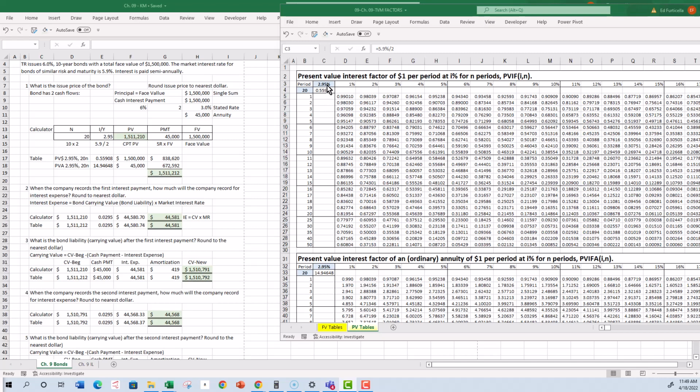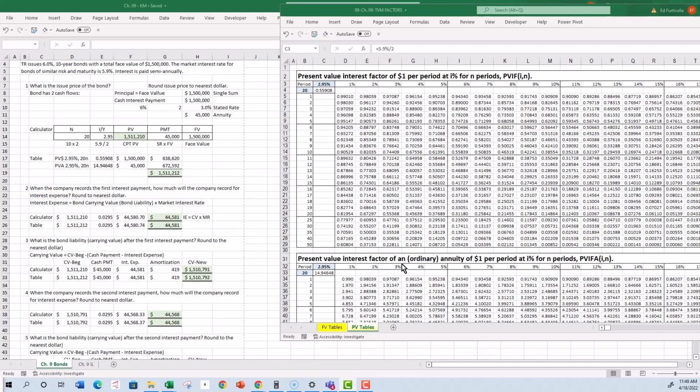If we're using tables, the tables will be at 2.95% for our rate and 20 for our N. Well, because our table doesn't have a 2.95, we're going to use the calculator in the upper left-hand column. We put 2.95 in for the rate, 20 for the N, and we get a present value of $1 of 0.55908. We multiply the 0.55908 times the $1,500,000, which is the single sum or lump sum, and we get a present value for that amount of $838,620.